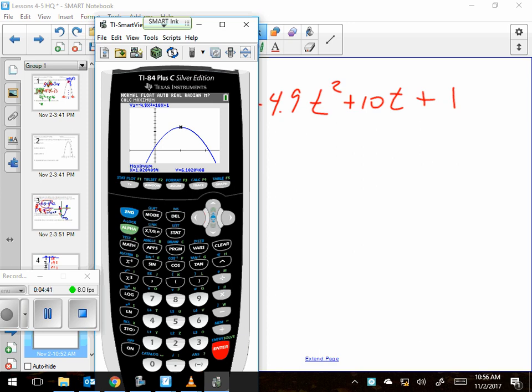Okay, good. All right, now let's extend this question. Do you get that if I wanted to find this spot where it hit the ground, that would be also called a 0?